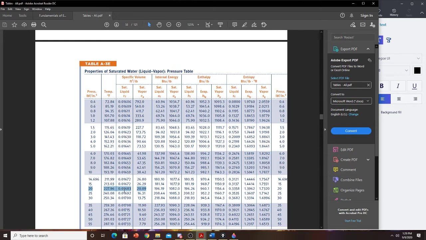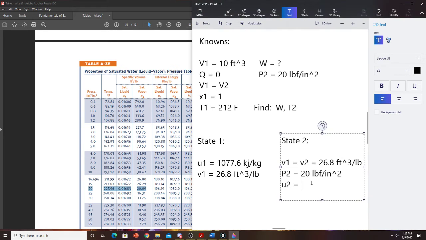Anyone? Our value. Tanner said it was greater than, but you, or no, not Tanner. Tanner said that it was in between. You said it's greater than. It is definitely greater than. 26.8 is definitely higher than 20.09.